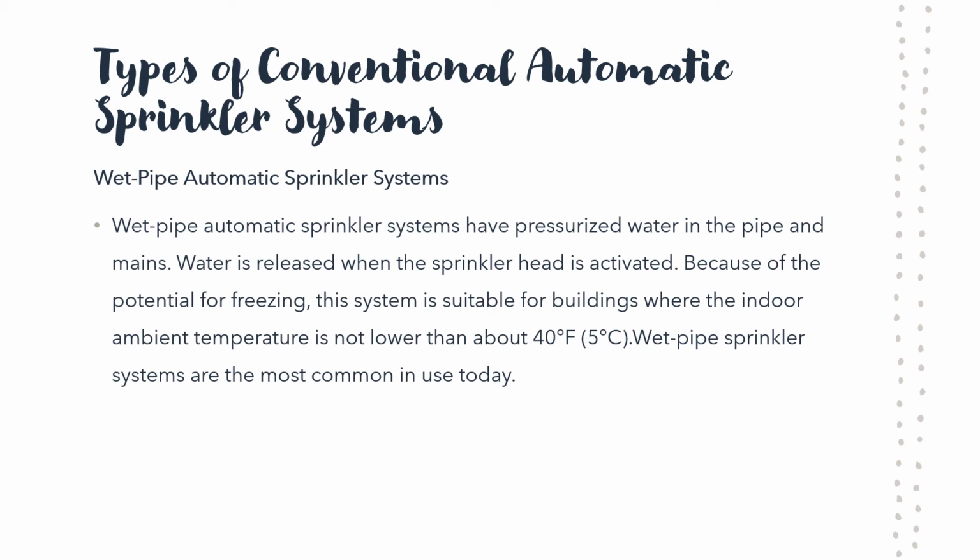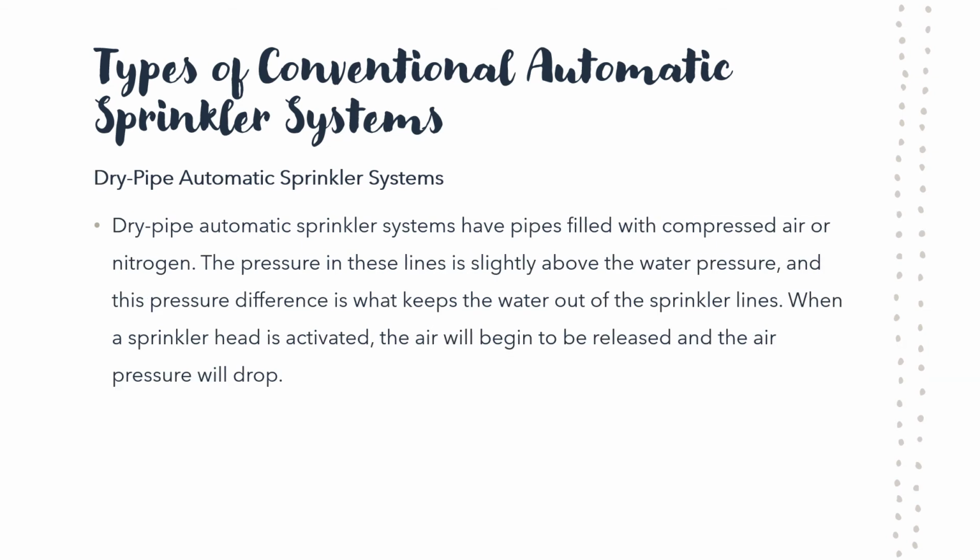The wet pipe automatic sprinkler system has pressurized water in the pipe and mains. Water is released when the sprinkler head is activated. Because of the potential for freezing, this system is suitable for buildings where indoor ambient temperature is not lower than about 40 degrees Fahrenheit or 5 degrees Celsius. Wet pipe sprinkler systems are the most common in use today.